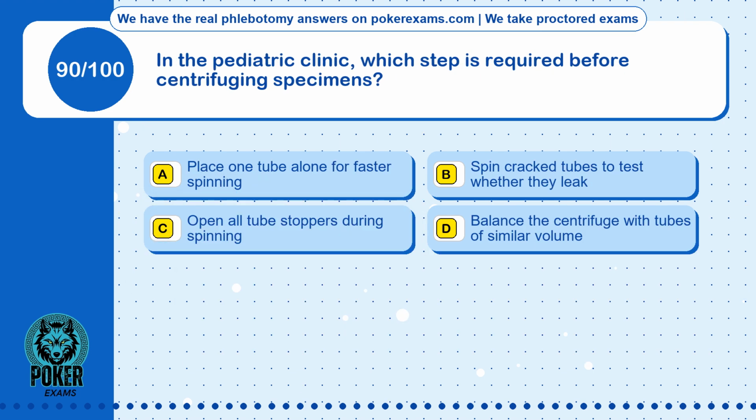Question 90. In the pediatric clinic, which step is required before centrifuging specimens? Option A, place one tube alone for faster spinning. Option B, spin cracked tubes to test whether they leak. Option C, open all tube stoppers during spinning. Option D, balance the centrifuge with tubes of similar volume.